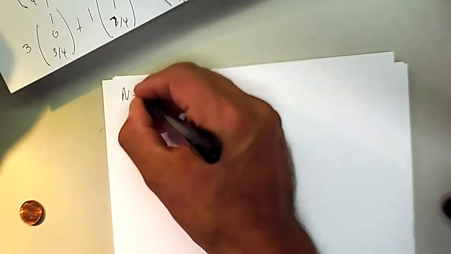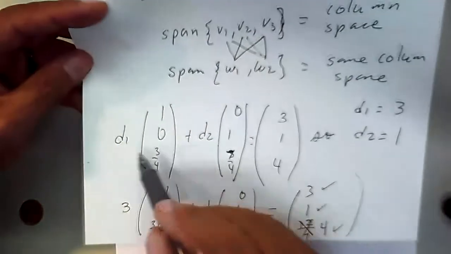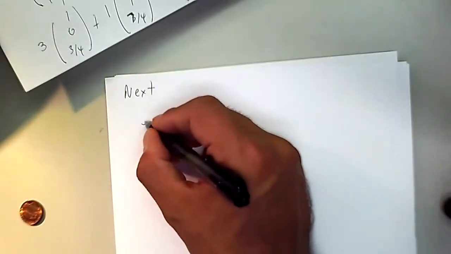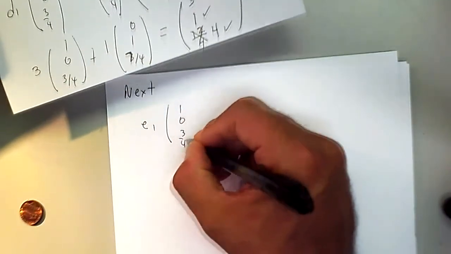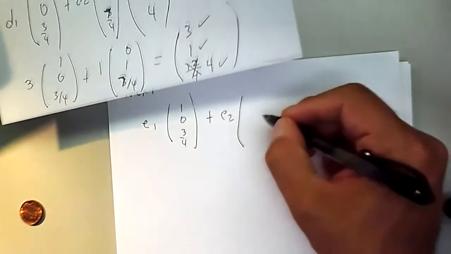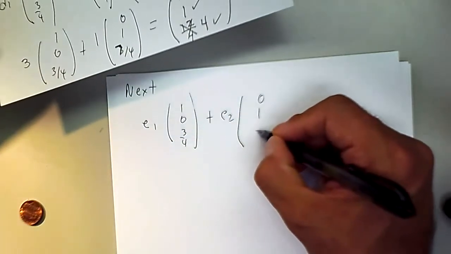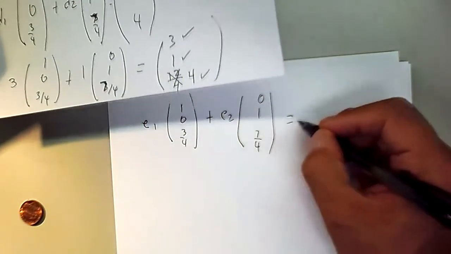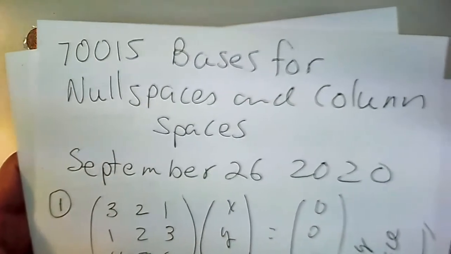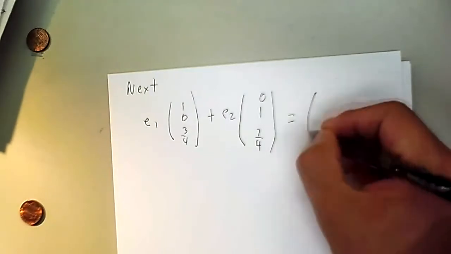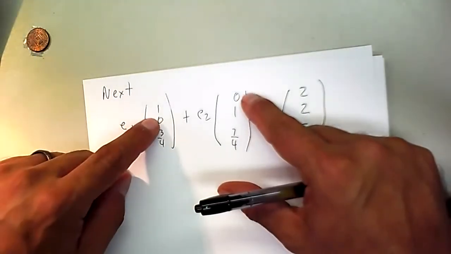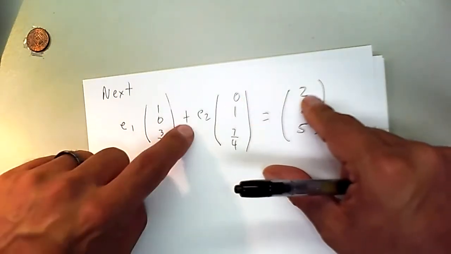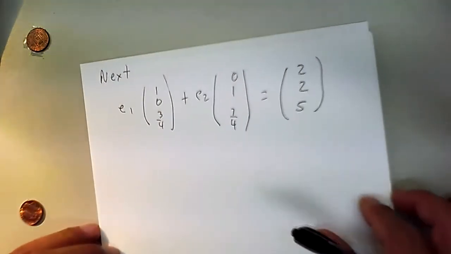Okay, so next, I'm going to use two new letters, I'm going to use E, just going in alphabetical order. So E1 times (1, 0, 3/4) plus E2 times (0, 1, 7/4). Is there a linear combination that gives us 2, 2, 5? Well, since we got zeros, that means that E1 should be 2 and E2 should be 2 as well. And let's check.